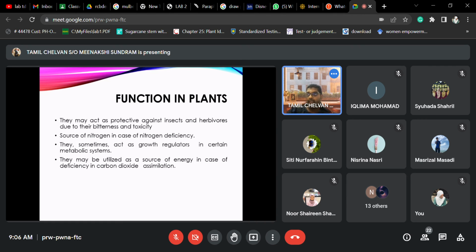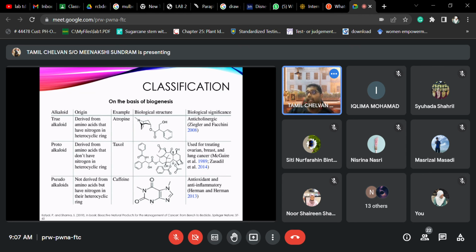Function in plants. They may act as protection against insects and herbivores due to their bitterness and toxicity. Anything that is bitter and toxic gives protection. They are sources of nitrogen in case of nitrogen deficiency. They sometimes act as a growth regulator in certain metabolic systems. They may be utilized as a source of energy in case of deficiency in carbon dioxide assimilation.